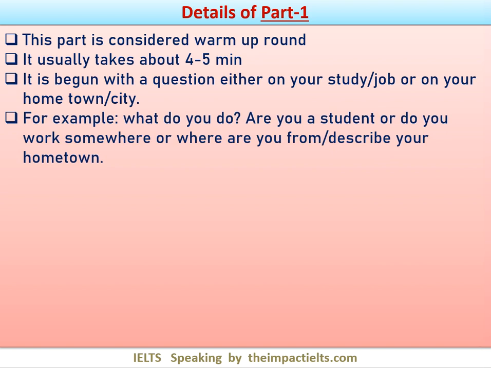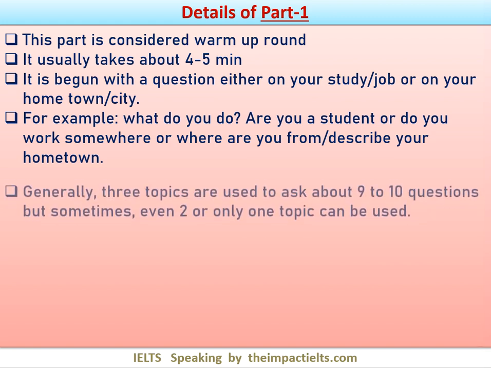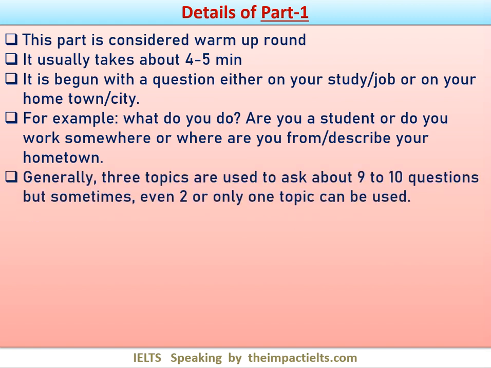And I'm just talking about the first topic. Only one topic is not asked in the entire test. In Part One, three topics will be asked. So this is just the one topic. As you can see, three topics are used to ask about 9 to 10 questions, sometimes even 12 if you are answering too short. But sometimes even two or only one topic can be used. That is a possibility, so you have to keep it in mind. Recently, I have heard from many students that only one topic is used for the entire Part One.